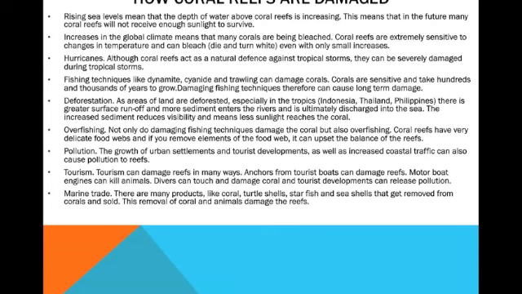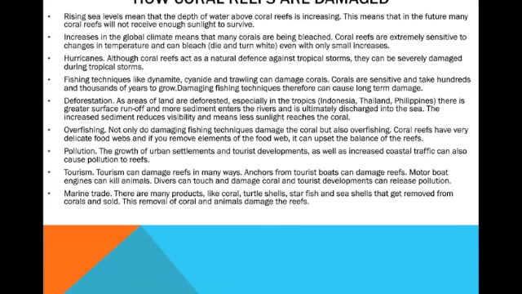Fishing techniques like dynamite, cyanide, and trawling can damage corals. Corals are sensitive and take hundreds and thousands of years to grow. Damaging fishing techniques, therefore, can cause long-term damage.